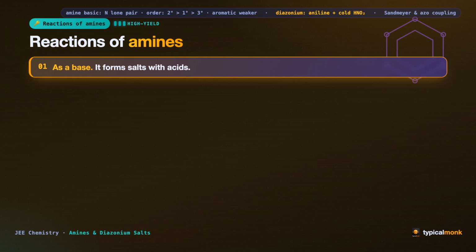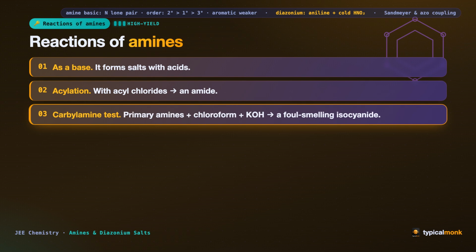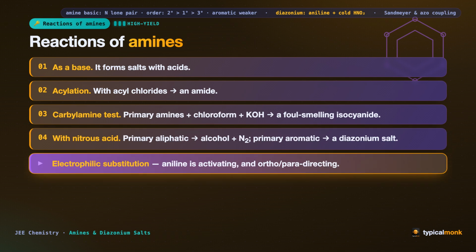Now the reactions of amines. As a base, it forms salts with acids. Acylation: with acyl chlorides, it gives an amide. The carbylamine test: a primary amine with chloroform and potassium hydroxide gives a foul-smelling isocyanide. With nitrous acid, a primary aliphatic amine gives an alcohol and nitrogen gas, but a primary aromatic amine gives a diazonium salt. Electrophilic substitution: aniline is activating and ortho and para directing.